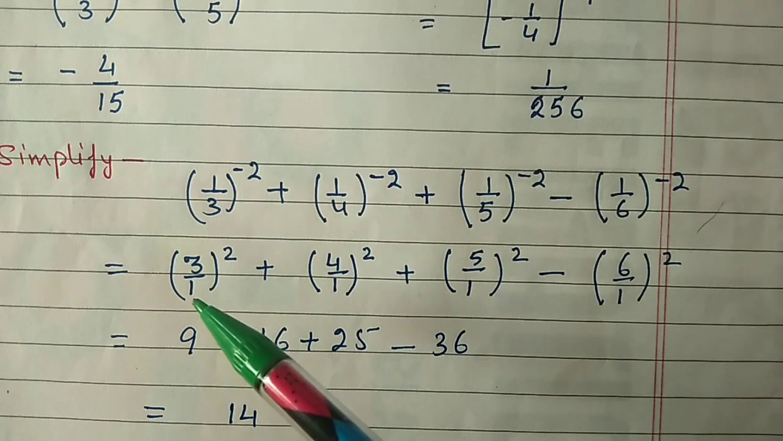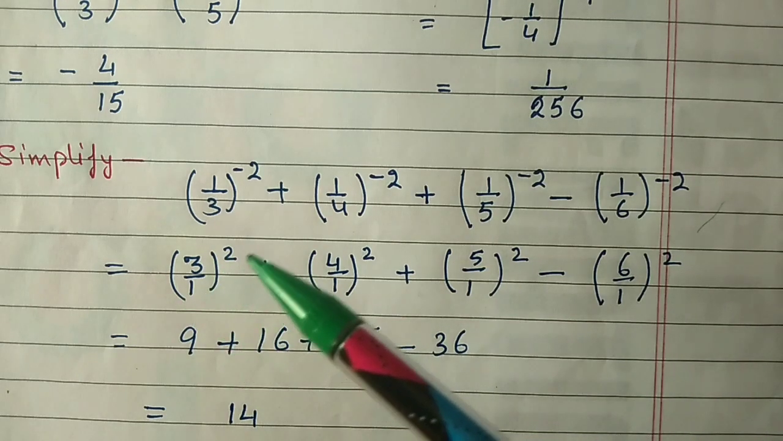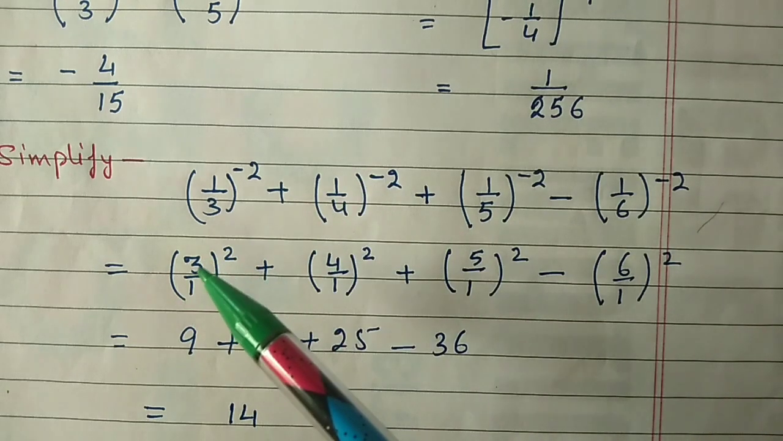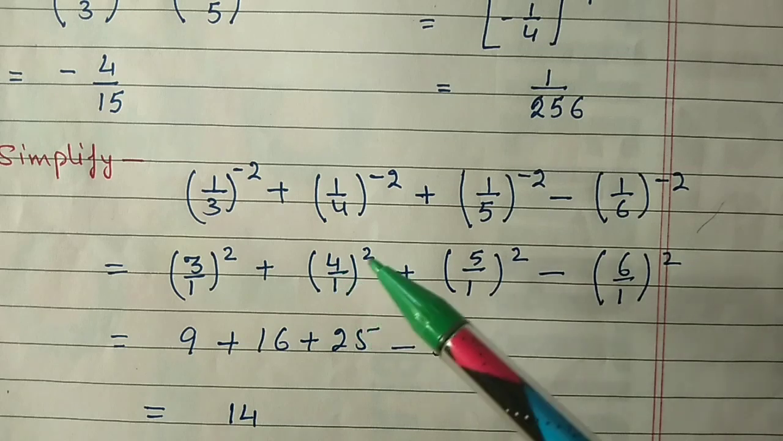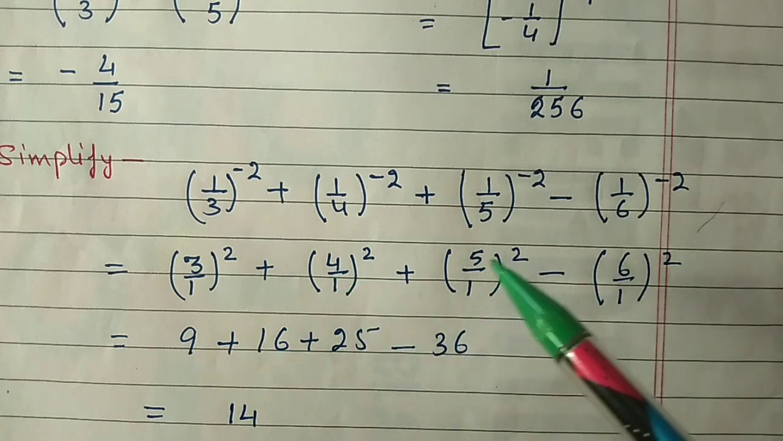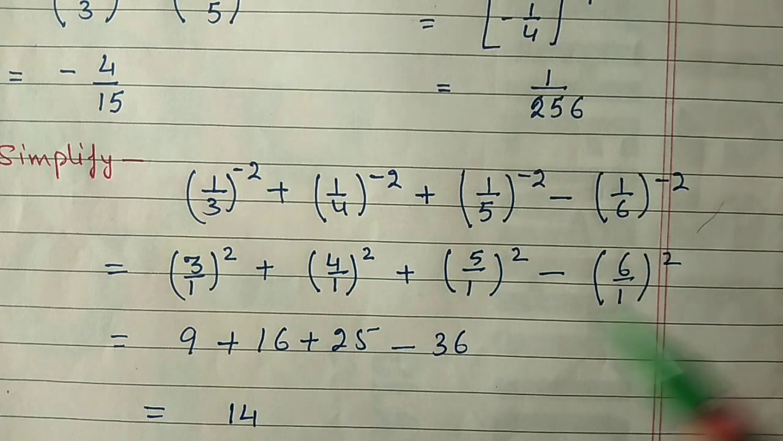Now denominator 1 is not necessary to mention, so we are leaving it. 3 by 1 whole square we can write as 9 by 1, so 1 no need to write, 9. 4 by 1 whole square is 16. 5 square is 25 and 6 square is 36. Now simplify it. 9 plus 16 is 25, 25 plus 25 is 50, 50 minus 36 is 14.